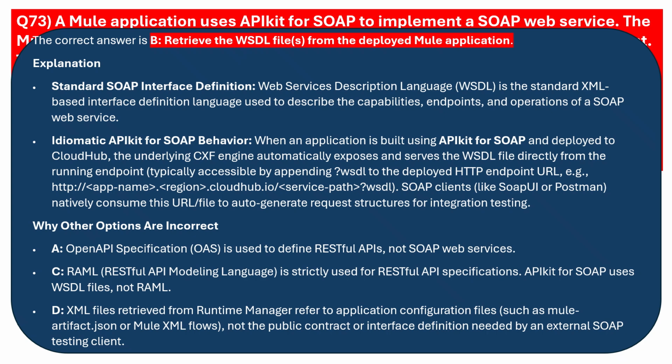testing. Why other options are incorrect? A. OpenAPI specification, OAS, is used to define RESTful APIs, not SOAP web services. C. RAML, RESTful API Modeling Language, is strictly used for RESTful API specifications. APIkit for SOAP uses WSDL files, not RAML. D. XML files retrieved from Runtime Manager refer to application configuration files, such as mule-artifact.json or Mule XML flows, not the public contract or interface definition needed by an external SOAP testing client.